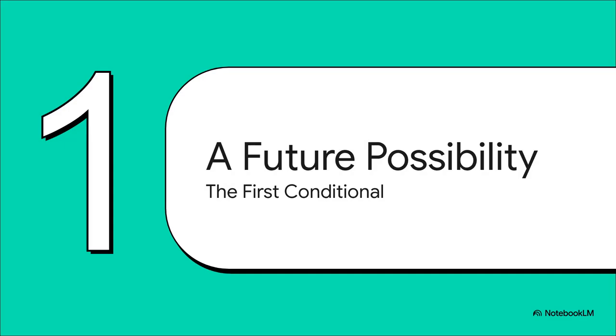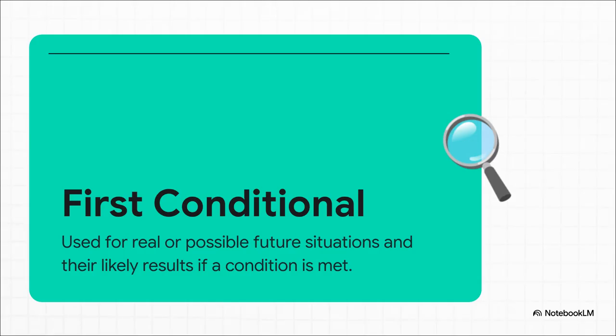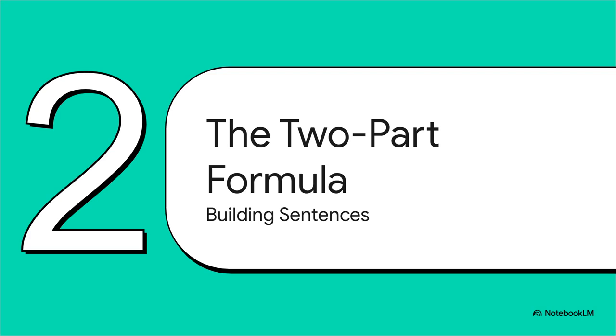What exactly is the first conditional? And why is it so incredibly useful? Think of it like this. It's the grammar of cause and effect, but for the future. You're talking about real, totally possible situations. It's all about connecting a condition, that's the if part, to a result, that's the what will happen part. It's that simple link between a future possibility and its likely outcome. And the best part? Building these sentences is super easy.